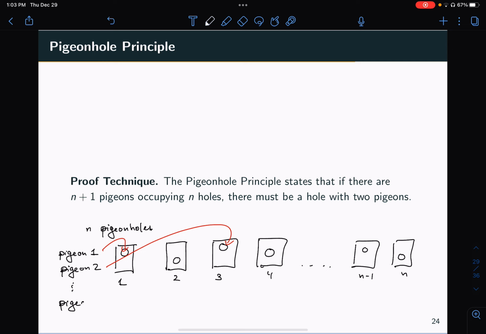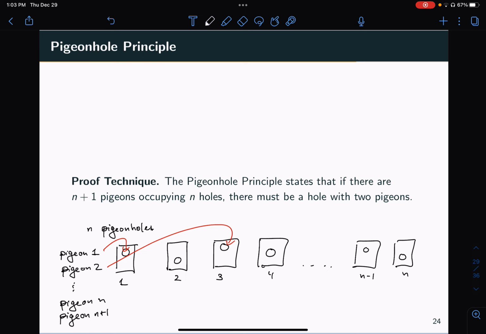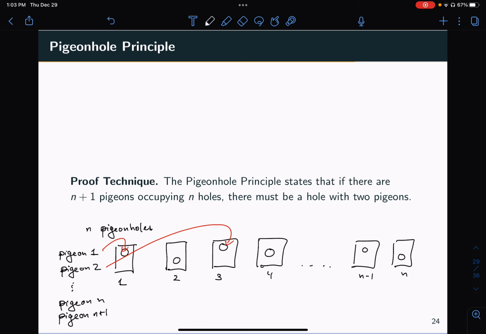So in particular, suppose that you have not n, but n plus 1 pigeons that come home to try to nest or to try to sleep during the night. Okay? So, what has to happen in this case is that there must be a pigeonhole with at least 2 pigeons.